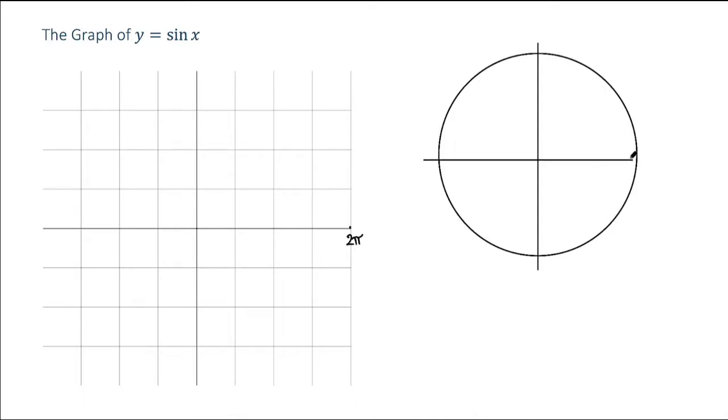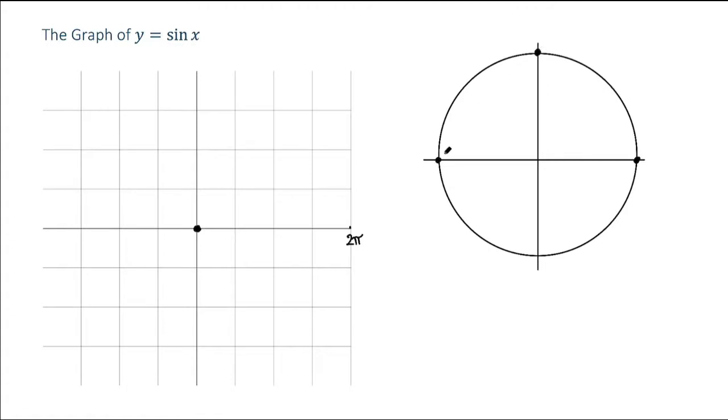our graph will look like. So remember that the sine is the y-coordinate of the point on the unit circle. So at an angle of 0, the y-coordinate is 0. So when x is 0, I have the sine of 0 is 0.